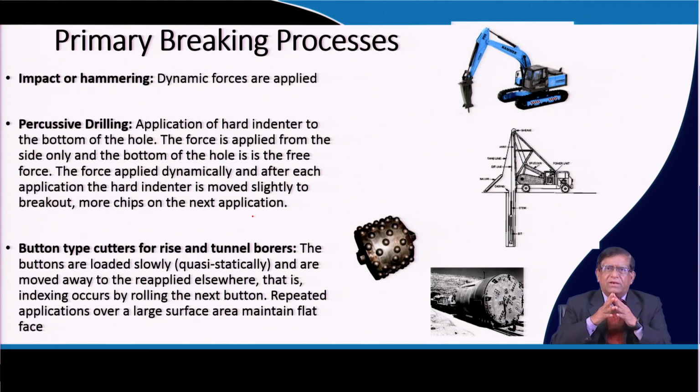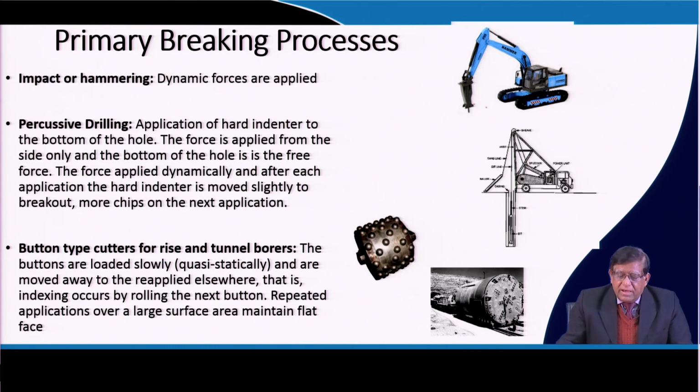Now, coming to the primary breaking processes. You can see impact or hammering. There are machines, these Chinese machines working in India, which are called rock breakers. This is a hydraulic excavator body. Here at the front end we allow a percussive motion with a good impact, depending on the force required, or the cutting resistance of the rock, and there is a tool there. By giving a vibration motion, the rock is cut with this tool. That is impact or hammering type of rock breaking.